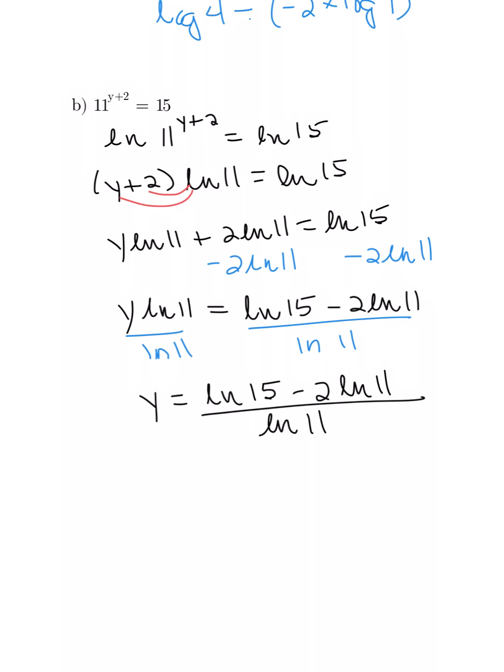In order to put this into your calculator, you need to put it in as parentheses natural log of 15 minus 2 natural log of 11, close your parentheses, then hit divided by natural log of 11. Your 2 decimal place rounded answer should be negative 0.87.